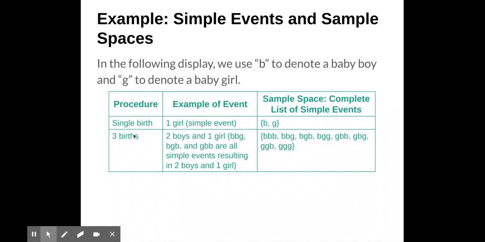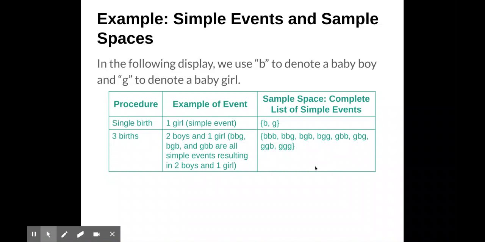But if we expand that out to 3 births, then an event could be 2 boys and 1 girl. It doesn't specify what order that happens in. It's just saying that there are 2 boys and 1 girl. So we could have boy, boy, girl, boy, girl, boy, girl, boy, boy. All of those result with 2 boys and 1 girl. And the sample space there, you can see it right here. I won't read it out for you.